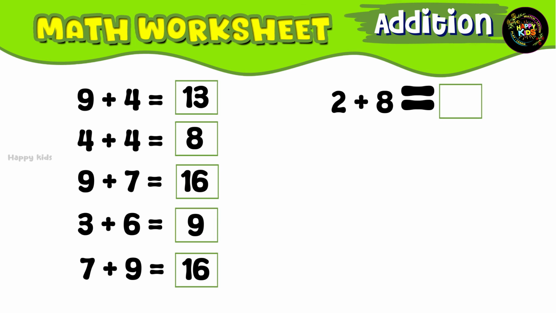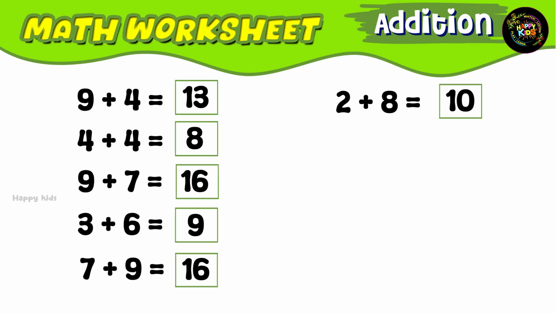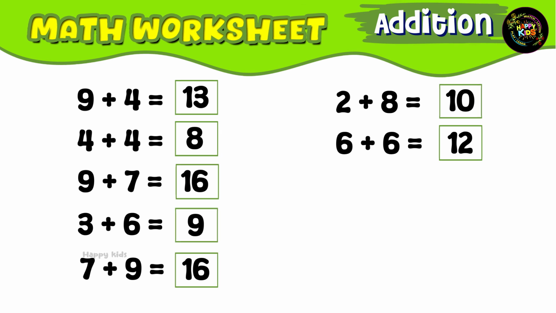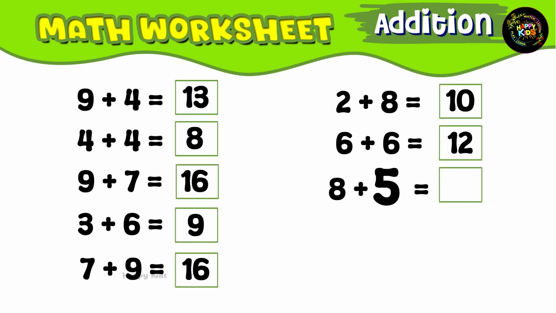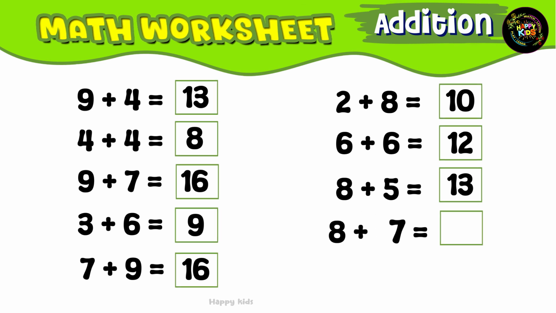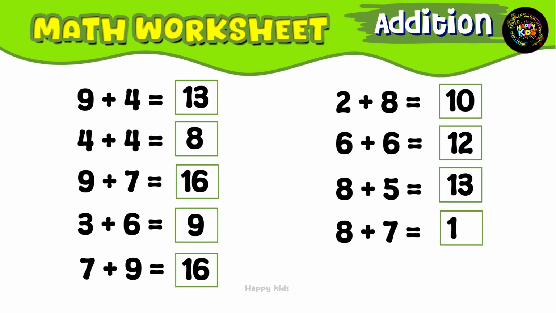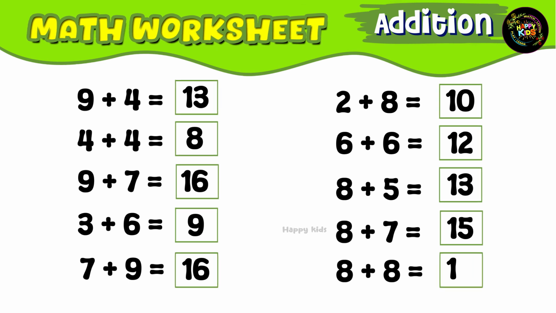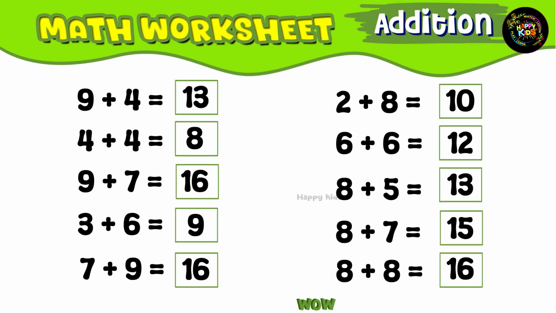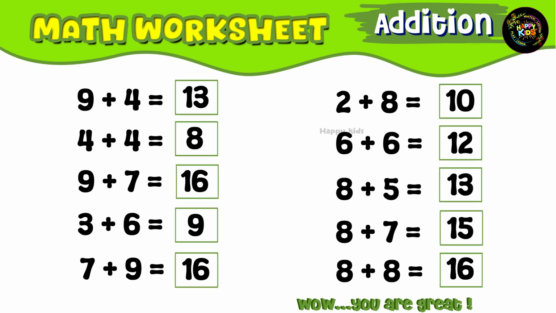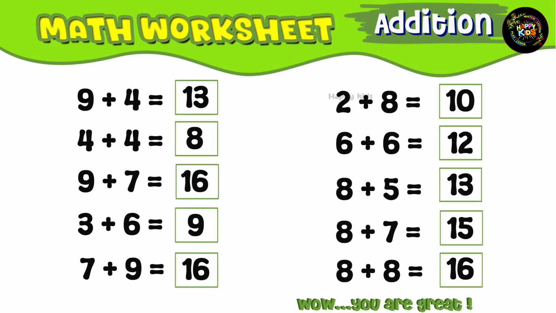2 plus 8 is equal to 10. 6 plus 6 is equal to 12. 8 plus 5 is equal to 13. 8 plus 7 is equal to 15. 8 plus 8 is equal to 16. Wow, you are great.